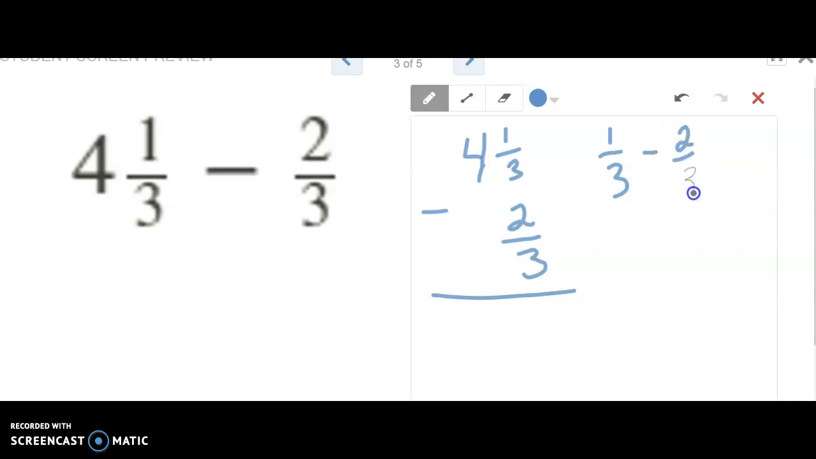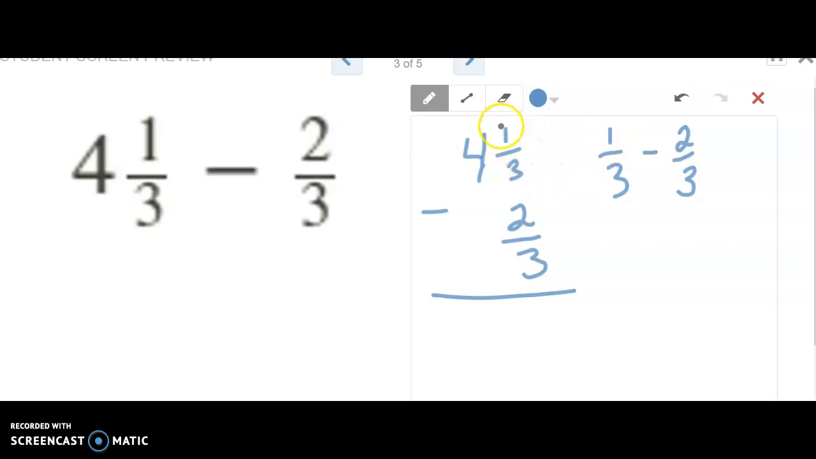Oh, are you guys noticing something right away? How am I supposed to take 2 away from 1? If I said, give me 2 pieces of gum, please, and you only had 1, you wouldn't be able to do it. And this is the same thing. We can't take 2 away from 1 because we don't have 2 to give.